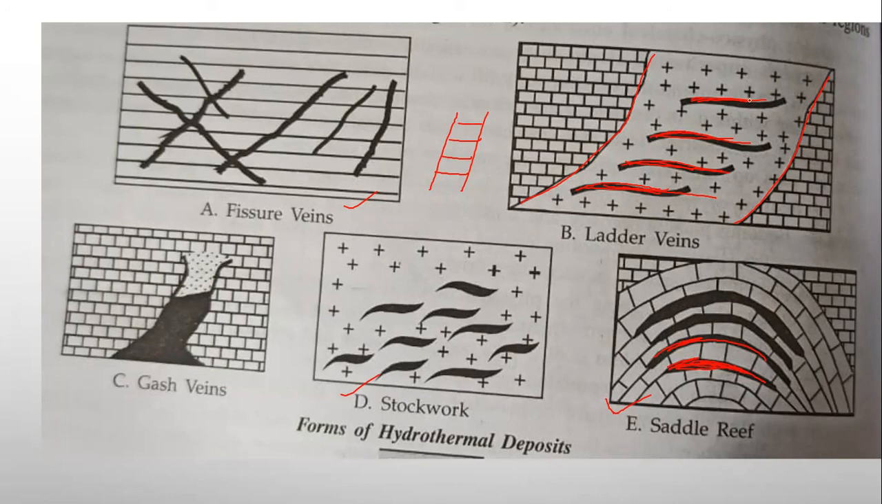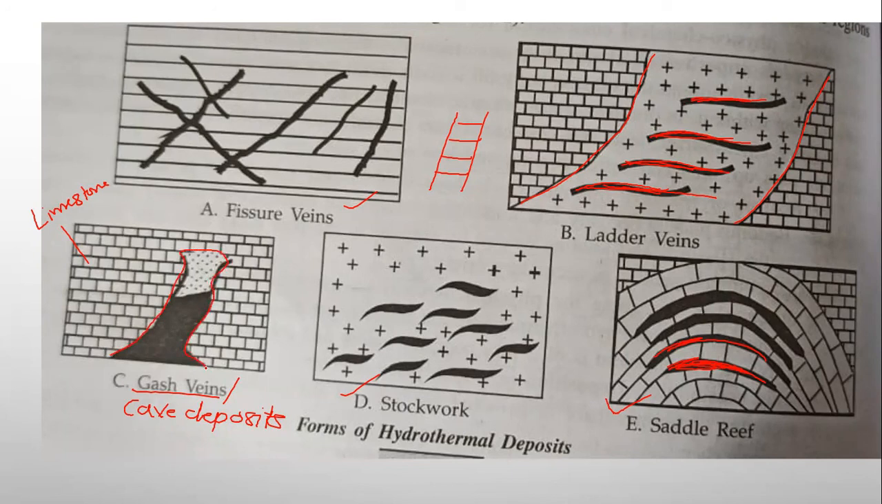And the next one is gash veins, or cave deposits. This is the last one. Generally, these are found in limestone, because almost all the caves are formed in limestone. This host rock will be limestone, and as you know, when limestone reacts with water, it will dissolve the calcium carbonate, and with water, it will go away. Because of this, there will be formation of a cave inside.